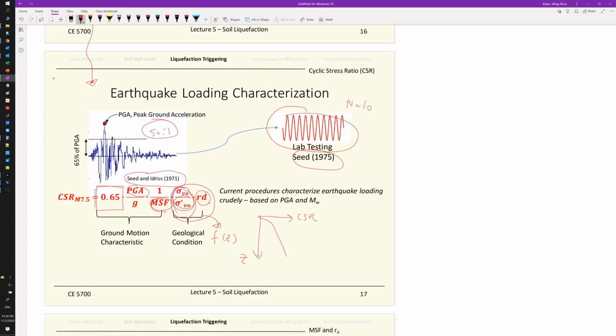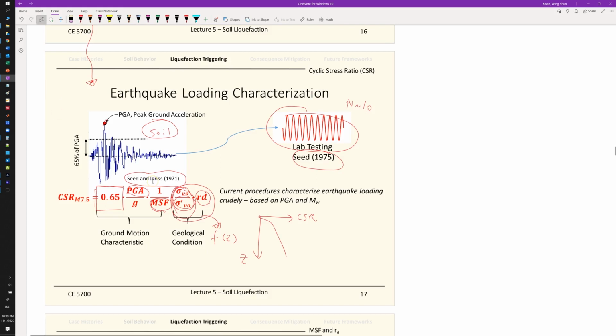But nowadays, it's possible to perform real-time acceleration time histories in the lab, yet only limited facilities are able to do it, and it's more for research. In practice, we still use harmonic motions to model earthquake ground motions. So those are the equations to convert an acceleration time history into a CSR.